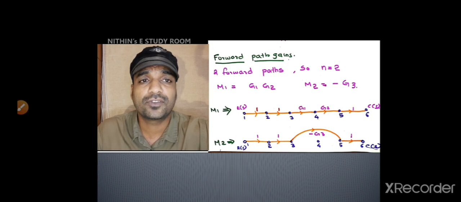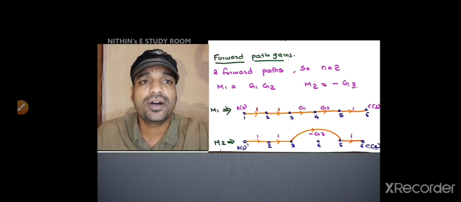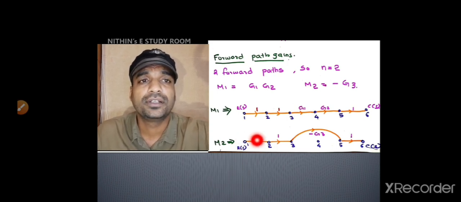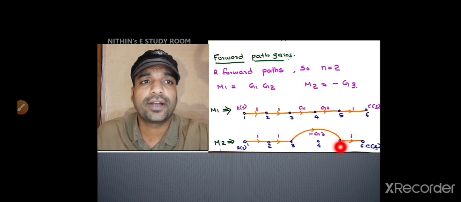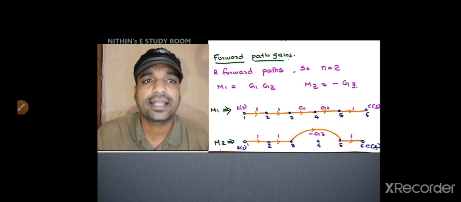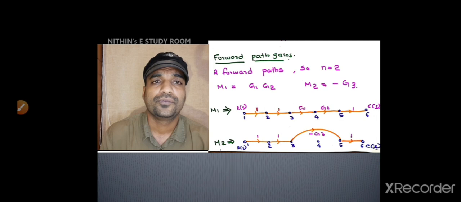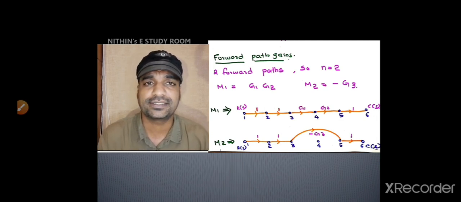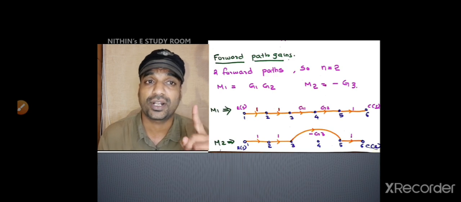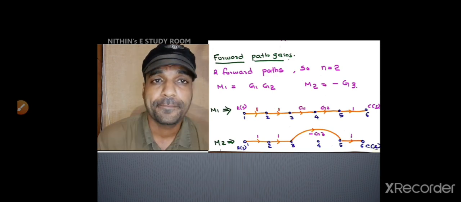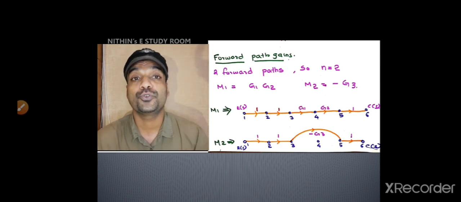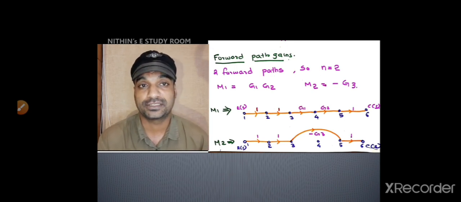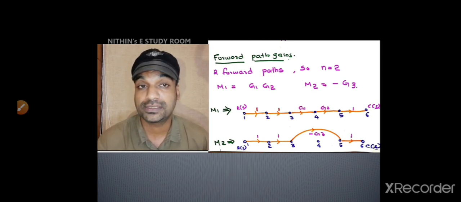And the second forward path is 1, 2, 3, 5, 6. And what is the gain of that path? Which function appears in that path? Only G3 is the function other than 1. So the gain will be minus G3. So now you get two forward paths. First is G1 G2, and second is minus G3.